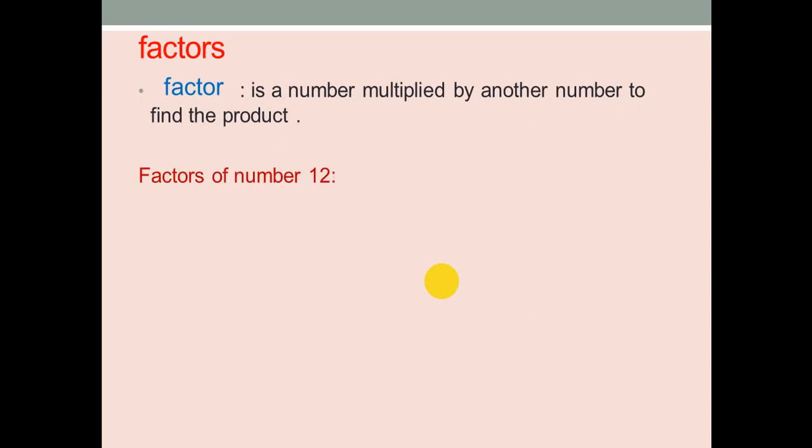Like what? Factors of number 12. 12 equals what times what? 12 equals 1 times 12, and 2 times 6, and 3 times 4. Now, the factors of number 12 are 1, 2, 3, 4, 6, and 12.